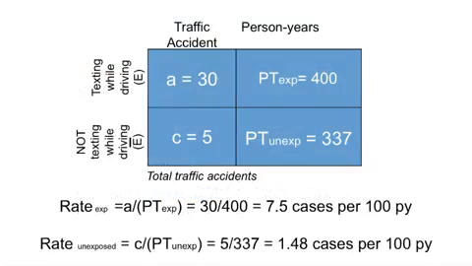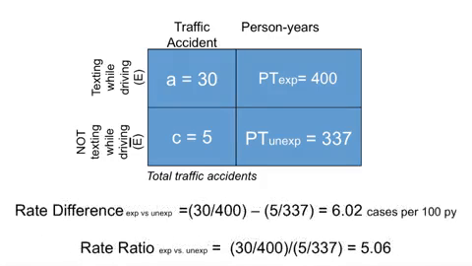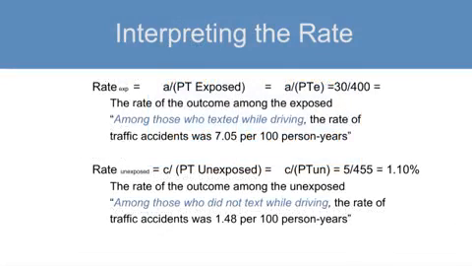Now, to calculate the rate in the exposed group, the texters, you divide 30 by the total number of person years, i.e. 400, to get 7.5 cases per 100 person years. The rate in the unexposed group is 5 divided by 337 person years, which gives you 1.48 cases per 100 person years. Then, to calculate the rate difference, you subtract the rate in the exposed minus the rate in the unexposed to get 6.02 cases per 100 person years. To get the rate ratio, you divide the rate in the exposed by the rate in the unexposed to get 5.06.